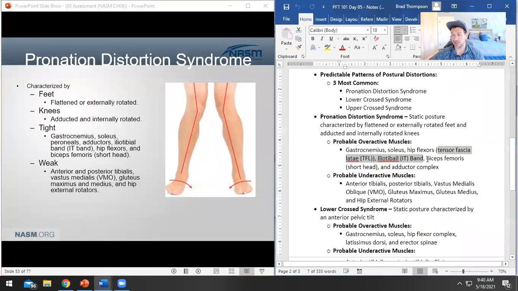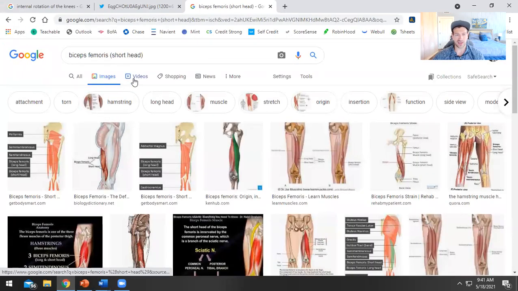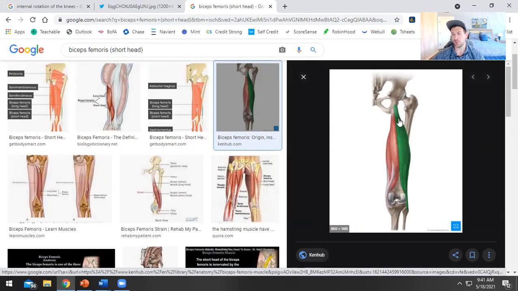Then the next one that we're going to see that's likely overactive is going to be your biceps femoris short head. So this is a hamstring muscle. Your biceps femoris short head is a hamstring muscle. It's actually not this one. That's your biceps femoris long head. So here's the long head of the lateral portion of your hamstring.